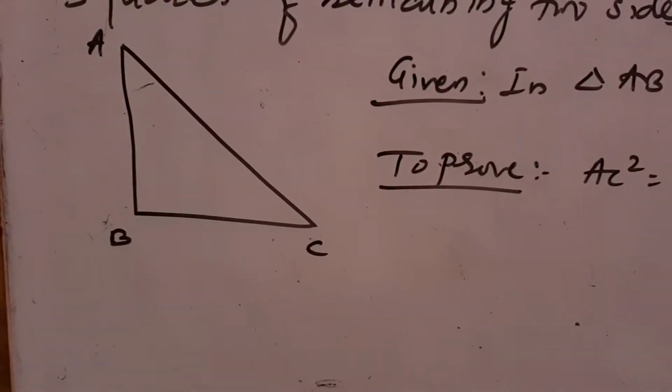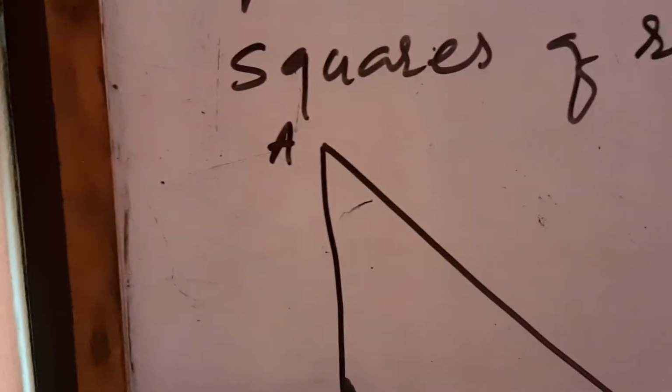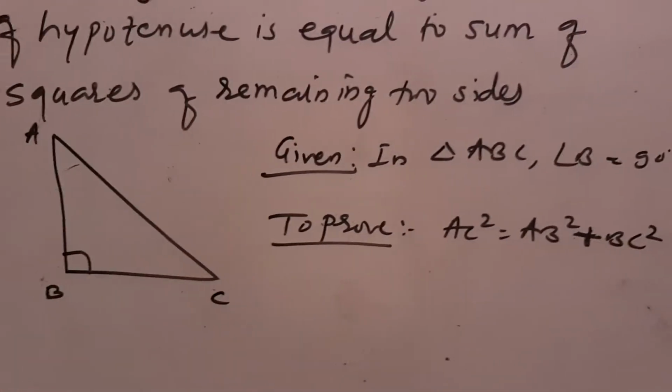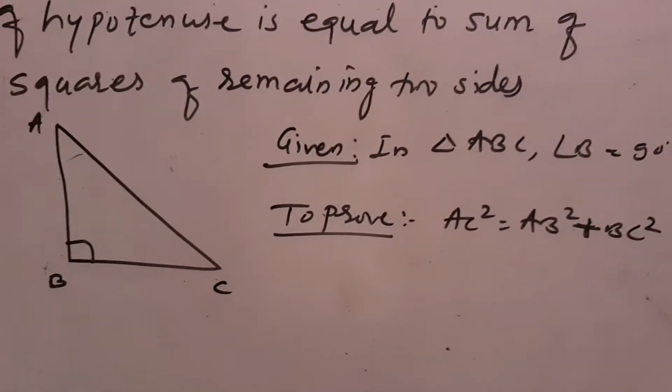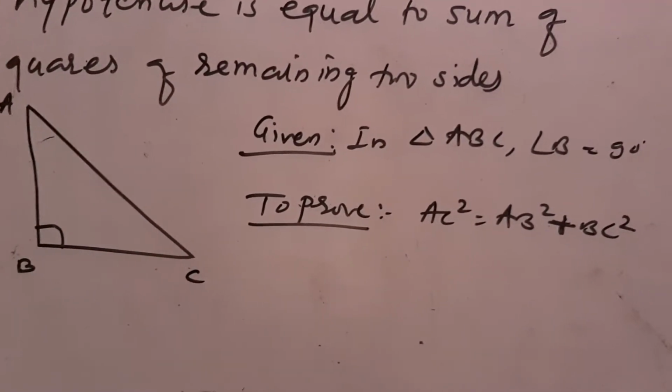So here we draw the figure of the right angle triangle. In triangle ABC, angle B is the right angle. Angle B is a right angle, we have to give that. So we write the given: in triangle ABC, angle B is a right angle, 90 degrees. What we have to prove there? AC square equals AB square plus BC square.